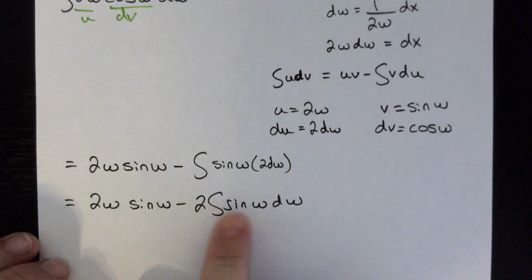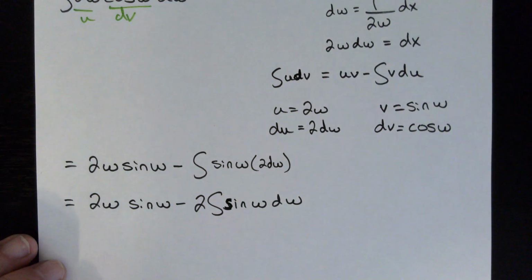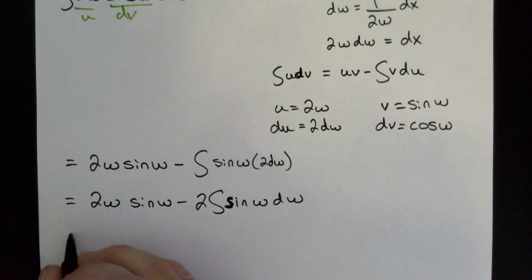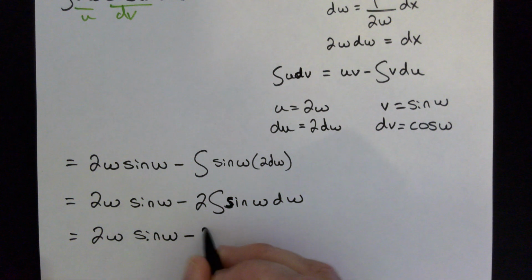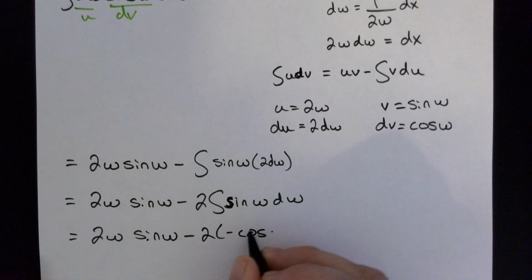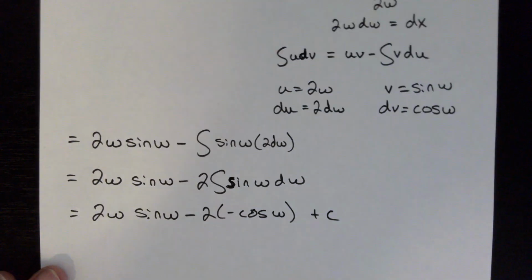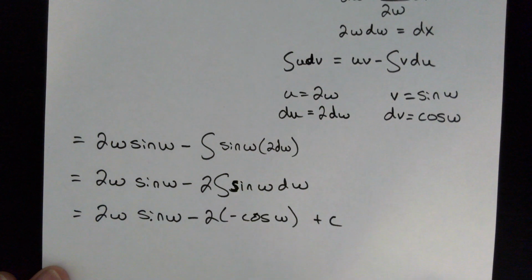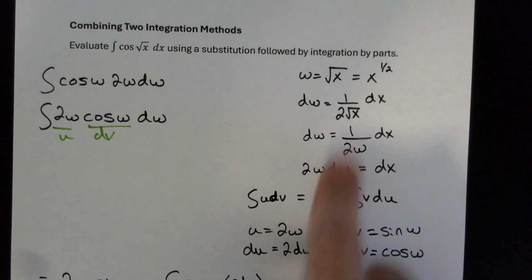Okay, so the integral of sine is going to be negative cosine, the antiderivative of sine. So this is going to be equal to 2w sine w minus 2, and this right here turns into negative cosine w. Okay, and then we can put our little plus c at the end. The only thing we need to do now, well, first we need to take care of these two negatives, right? It's a -2 times this negative cosine. And then we are going to replace the w back with the original thing that it was, which was the square root of x.